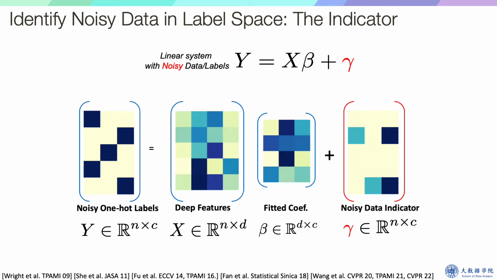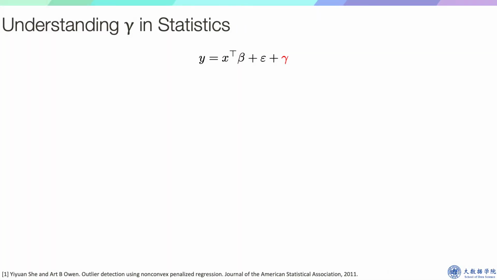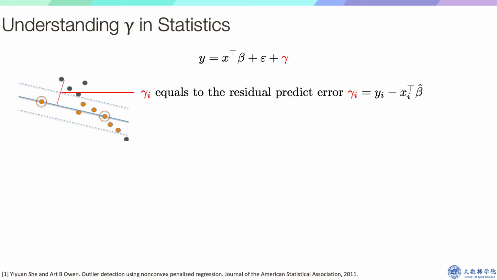Specifically, we introduce a noisy data indicator, gamma, to represent the noisy data explicitly. For clean data, the linear relation is strong, thus we should have a small or even zero gamma. If the data is noisy, a large gamma will be returned by the linear model to better fit the noisy feature-label pairs. Basically, gamma can be regarded as a residual prediction error. This is a baseline method to identify noisy data in the training set.